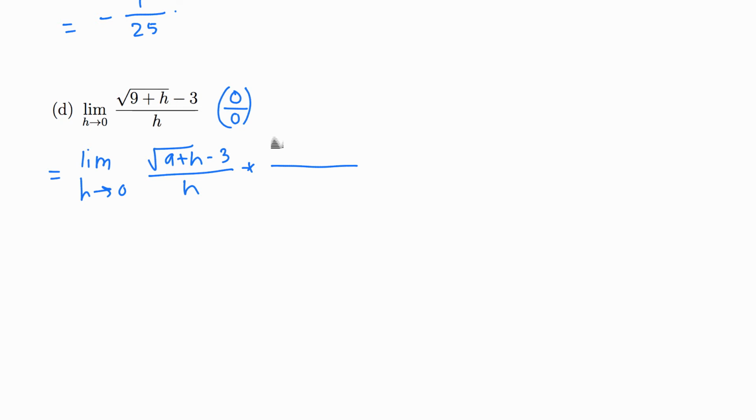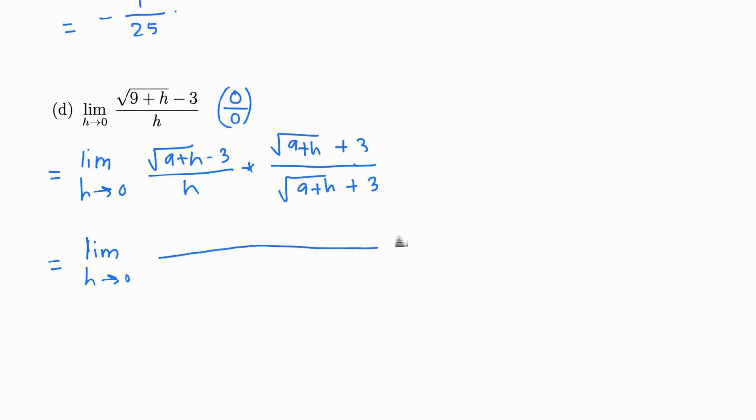conjugate. So in this case, we multiply by square root of 9 plus h plus 3. We just change the middle sign, this negative to positive, 3. And same thing on the bottom, square root of 9 plus h plus 3. And next, we have to keep writing this limit until we use it. There is no issue on the bottom, so we just write, do not multiply, h times quantity square root of 9 plus h plus 3.